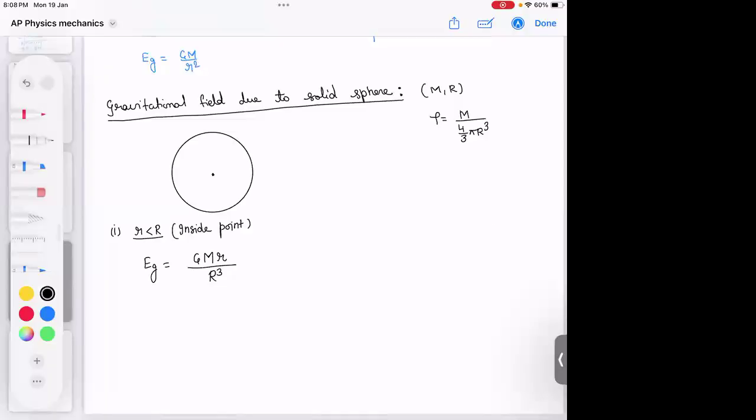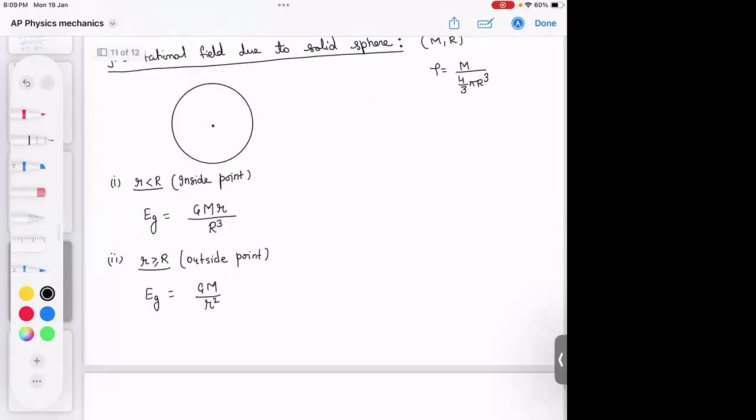Please tell, for inside point, is it clear? And r greater than or equal to R, that means we are calculating for what? The outside point. If I calculate the outside point, then just like a total mass kept at the center, that is how we will get the field. Okay. So again, if you plot the graph of gravitational field versus distance from the center, how will the graph look?